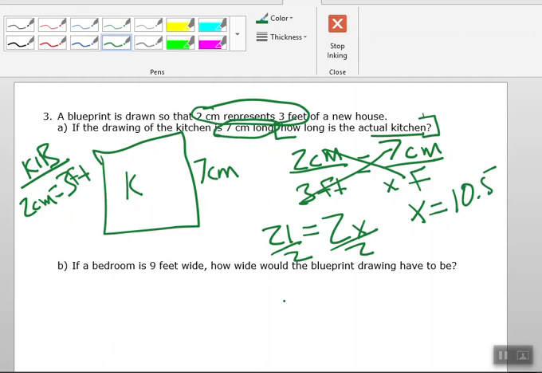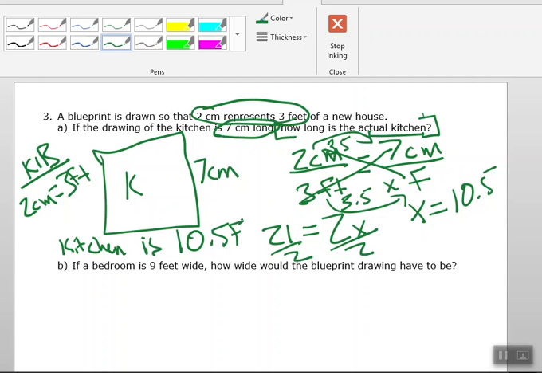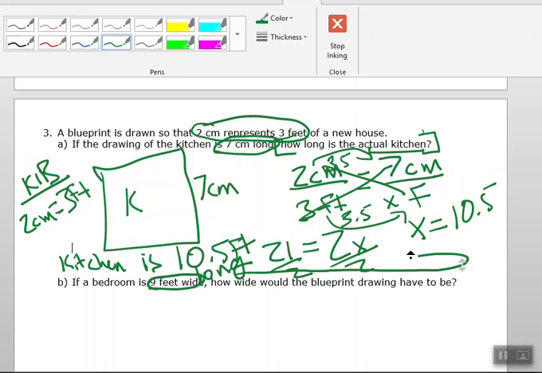10.5. The other thing I can do is I can say, how did I get from a 2 to a 7? So I did 2 times 3.5 to get to 7. I could also do 3 times 3.5, and that would get me to 10.5. Either way, my answer here is that the kitchen is 10.5 feet long. If a bedroom is 9 feet wide, how wide would the blueprint drawing be?